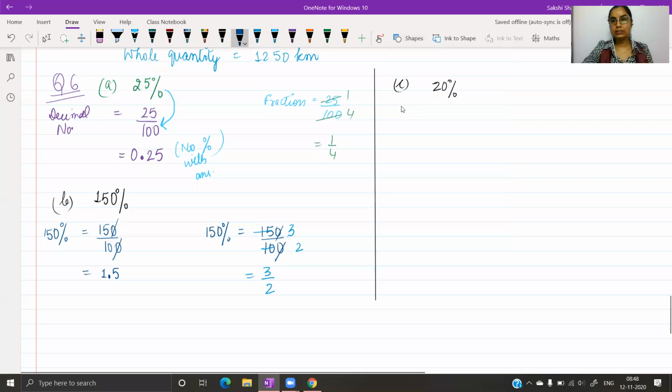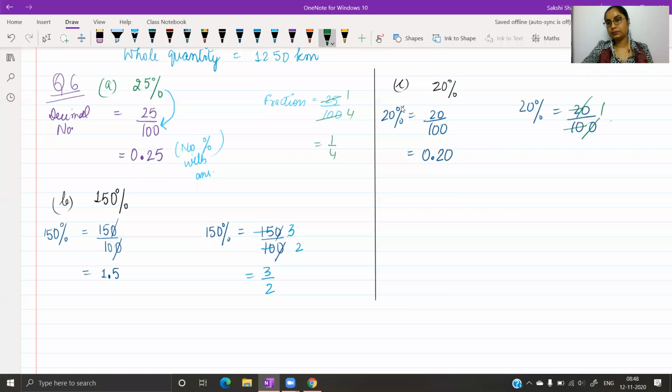So there will be two answers again. 20% equals 20 over 100. This will be 0.20. And then 20% as a fraction, and then do the cutting. Yes, that's correct. Bhavleen, Bhavya, Shivam, Sahaj, your answers are correct.